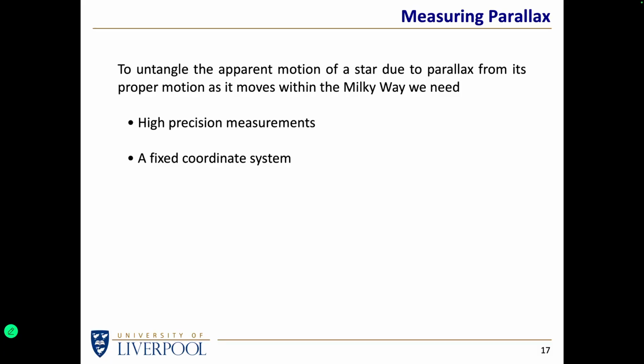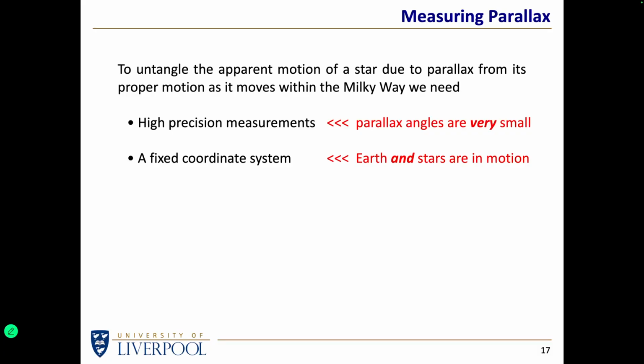The high precision, or arguably the very high precision, is required because the parallax angles are so small. We would never get a parallax angle as big as 1 arcsecond, which is itself a very small angle. And for a lot of what we're talking about, we'll be talking about parallax angles of a tiny, tiny fraction of an arcsecond. And because both the Earth is in motion and the stars are in motion, we need to think about having a fixed coordinate system.